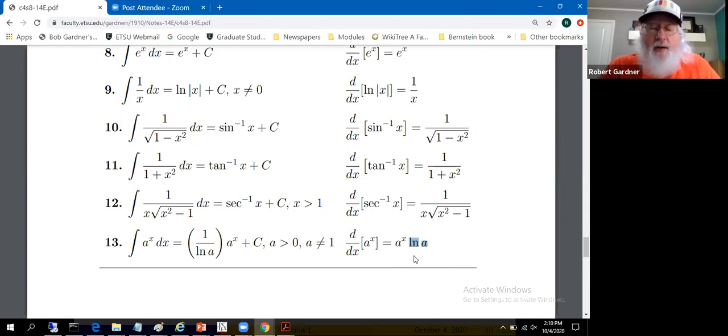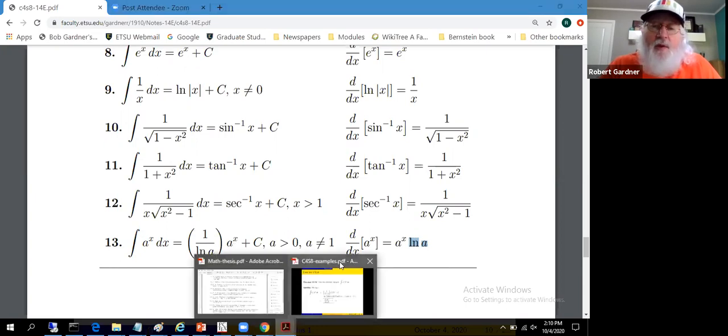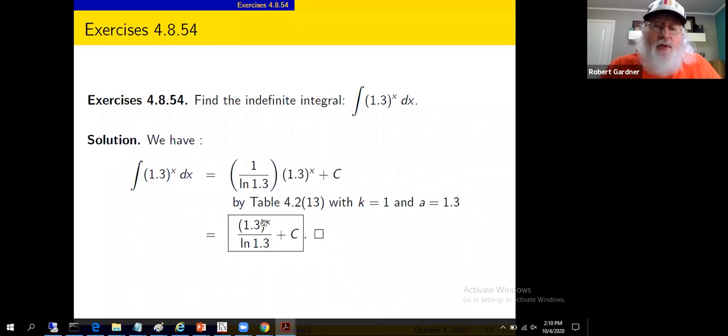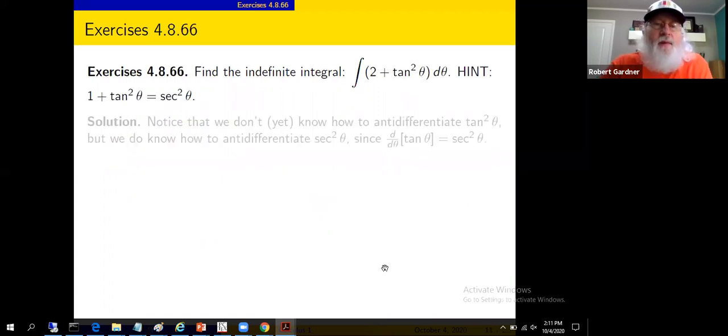All right, well, our constant is 1.3, so we'll get 1 over natural log of 1.3 times 1.3 to the x power. No real details to show. We get 1 over the natural log of 1.3, 1.3 to the x power, plus c, of course, because it's an indefinite integral. I can write it like this if you like. All right. Here's one that's a little more interesting, though.